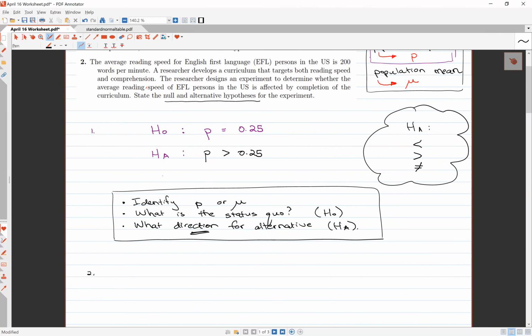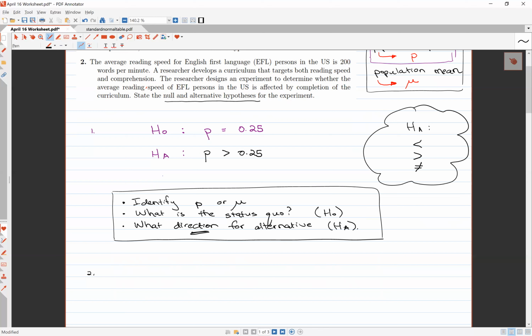Okay, so let's look at the second one. The second one says the average reading speed for English first language or EFL persons in the US is 200 words per minute. A researcher develops a curriculum that targets both reading speed and comprehension, and they design an experiment to determine whether average reading speed is affected by the completion of the curriculum. State the null and alternative hypotheses.